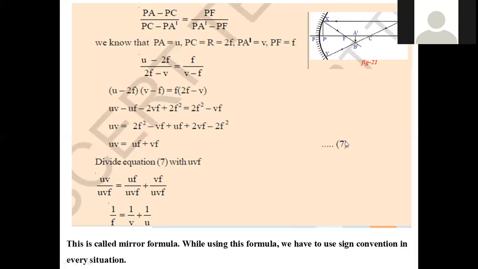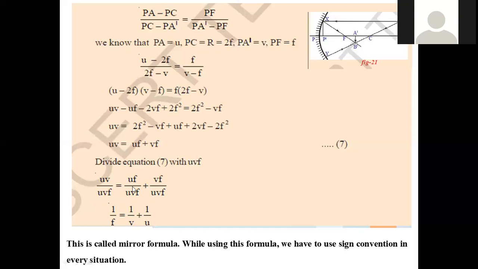Now, this is called equation 7. On both sides of equation 7 we are going to divide by UVF. So UV by UVF is equal to UF by UVF plus VF by UVF. Both sides we are dividing with this common term UVF. So UV by UVF: UV gets cancelled, right? Here we have UV, here also UV. Both similar terms get cancelled. It will become 1 by F.